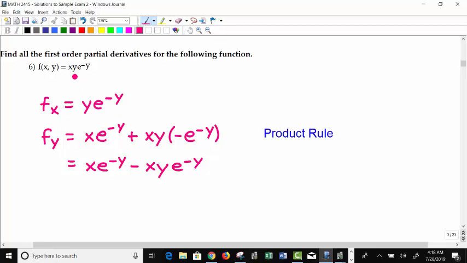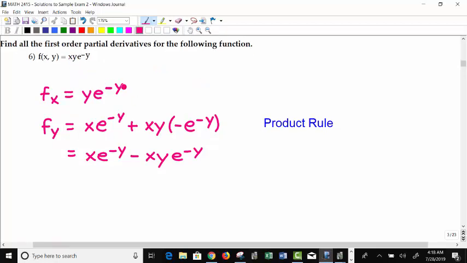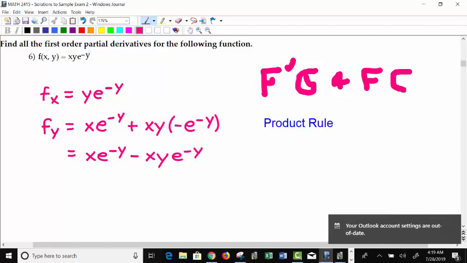Now the next one's a little trickier because since you have this y right here, and then you have e raised to the negative y, that means you have two functions of y multiplied together. The x just stays there. That means you have a product rule for this one. I didn't write the product rule, but this is the way I do it. I always go f prime g plus f g prime, like that. But obviously there's two correct ways to do it, and you could go the other order first.